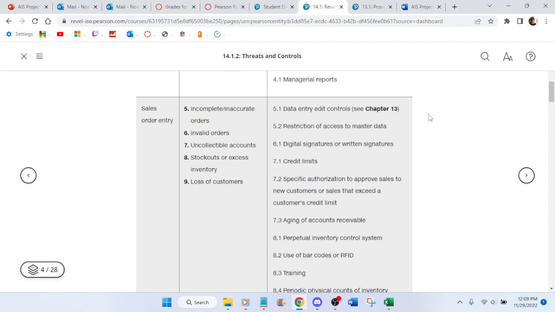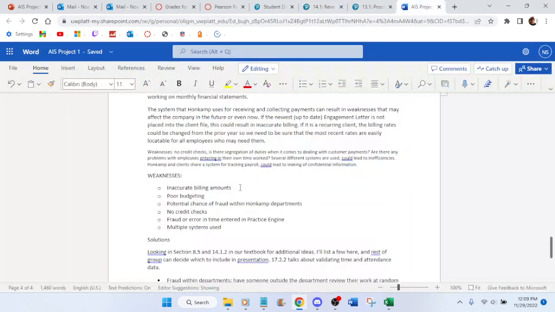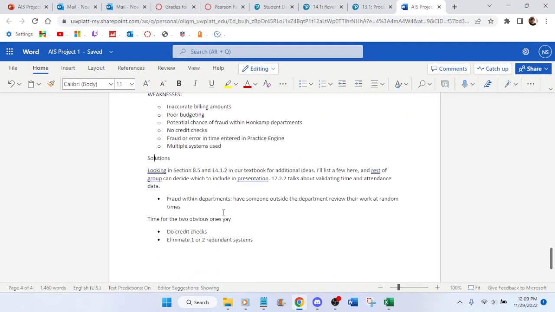Credit limits, uncollectible accounts. So yeah, we may have uncollectible accounts. I mean, we had credit limits: evaluate credit score, set a credit limit, like credit limits if they can't pay. I don't know. Whatever.